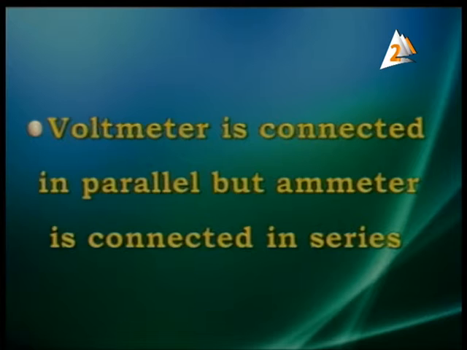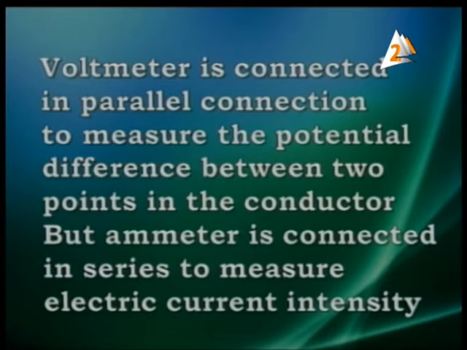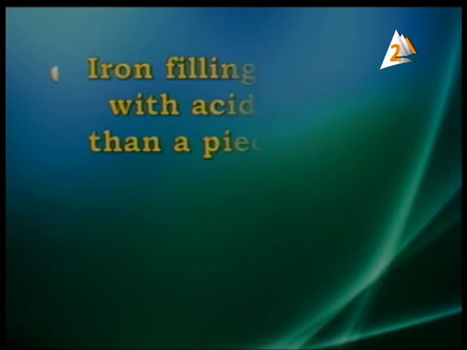The voltmeter is connected in parallel, but the ammeter is connected in series. So here, the voltmeter is connected in parallel to measure the potential difference between 2 points in the conductor. But the ammeter is connected in series to measure the electric current intensity. Let's go to see another one.